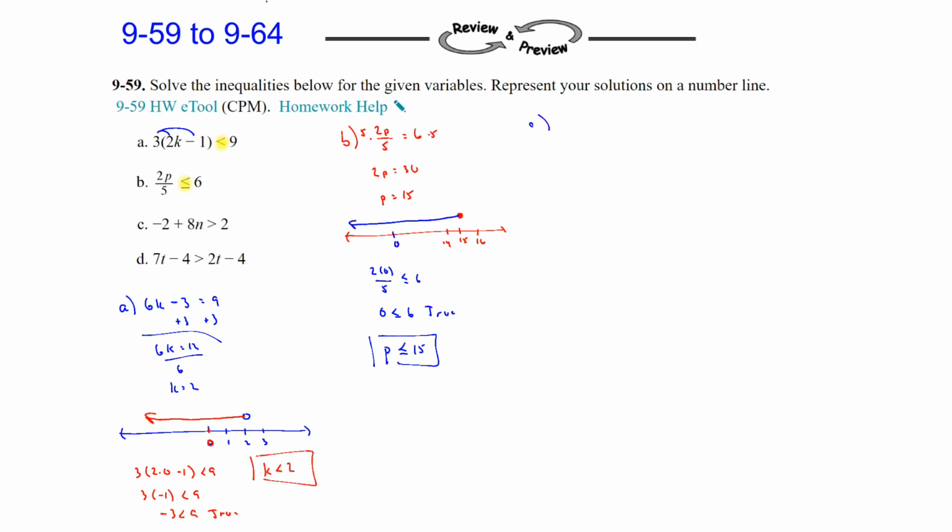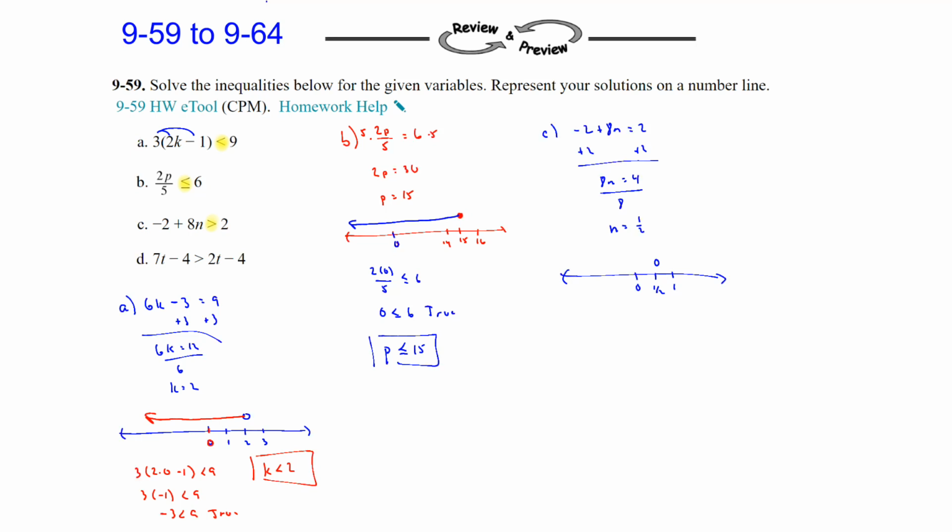Let's take a look at C. We have negative 2 plus 8n, and I'm going to change it to an equal sign, equals 2. Once again, we're going to continue to solve for the boundary point. We get 8n equals 4, divide by 8, and n is equal to 1/2. And so, all right, set up our number line. At 1/2, we have 0, 1, and then 1/2 would be in the middle. And do we include 1/2 or not? Well, this one is greater than, so it doesn't have the equal to sign, so we don't include the 1/2.